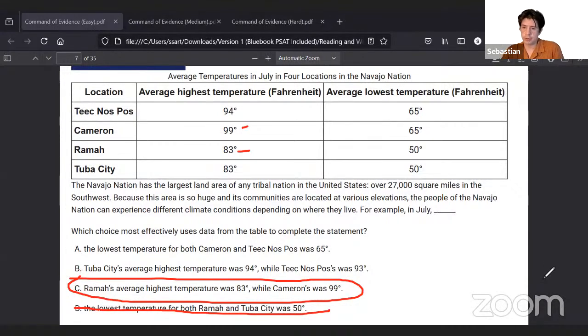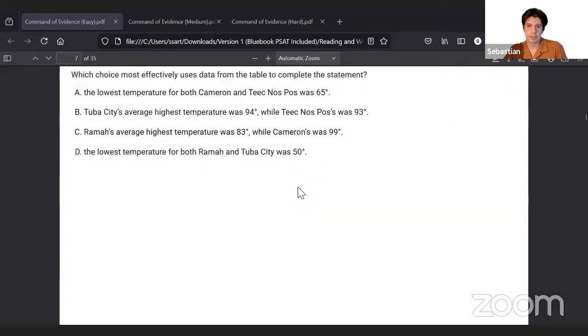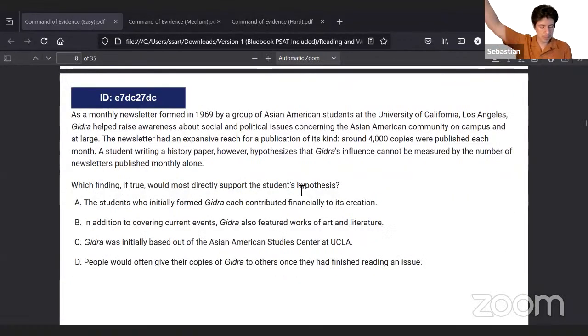And now we will go on to, I think, a couple more of these, and then we'll go to the next level. As a monthly newsletter formed in 1969 by a group of Asian American students at the University of California, Los Angeles, Gidra helped raise awareness about social and political issues concerning the Asian American community on campus and at large. The newsletter had an expansive reach for a publication of its kind. Around 4,000 copies were published each month. A student writing a history paper, however, hypothesizes that Gidra's influence cannot be measured by the number of newsletters published monthly alone. Which finding, if true, would most directly support the student's hypothesis?